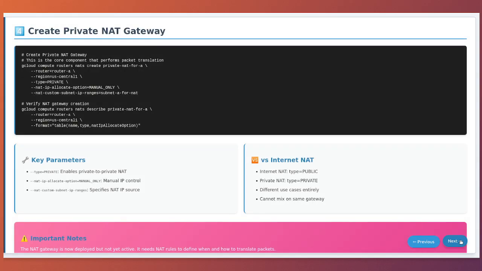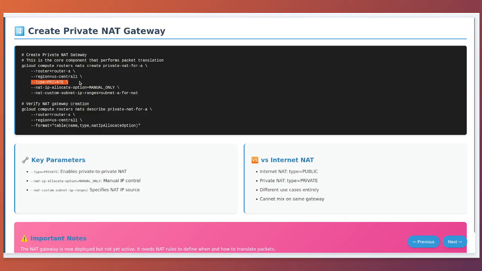Creating the private NAT gateway. Now we create the heart of our solution, the private NAT gateway. This command has several important parameters we need to understand. The type private flag is what makes this a private NAT instead of a regular internet NAT. This tells GCP we're doing private to private translation.